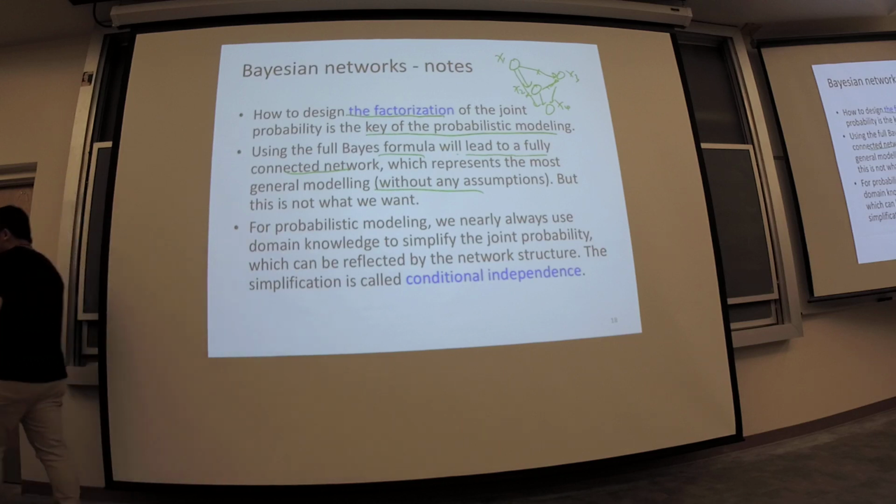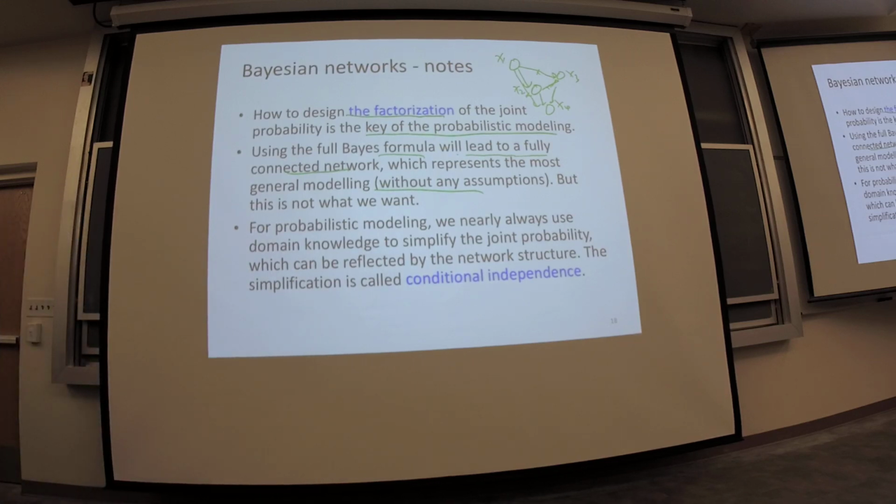Right? So we nearly always use domain knowledge to simplify the joint probability, which can be reflected by a network structure. A fully connected network structure is not good. You want a simplified structure, and this simplification is called conditional independence.